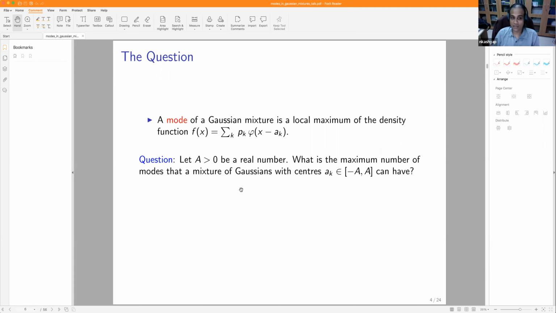As a function of a, what is the maximum number of modes? I'm not restricting how many Gaussians I'm putting in there. I tacitly assume that it is a finite number of Gaussians, or a discrete number of Gaussians, but even that is not strictly required. Although for simplicity, I will assume that it is a discrete number of Gaussians whose mixture I'm taking.